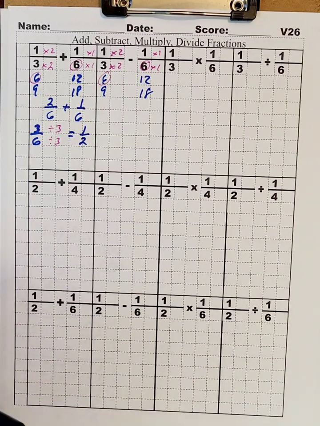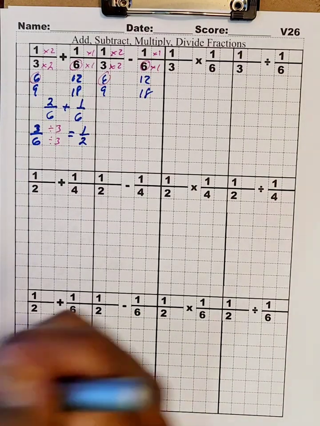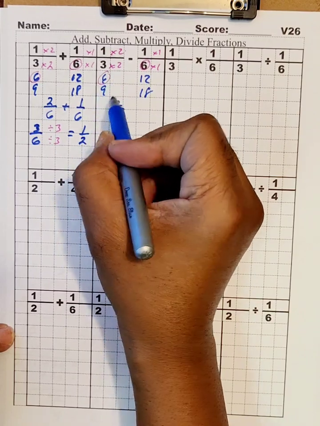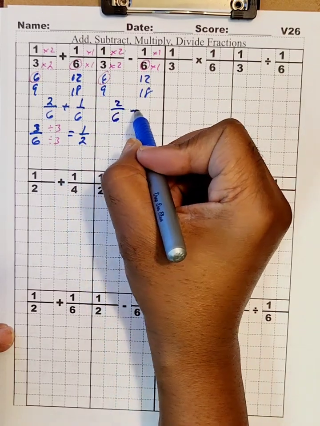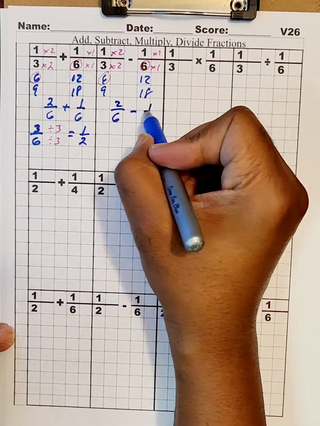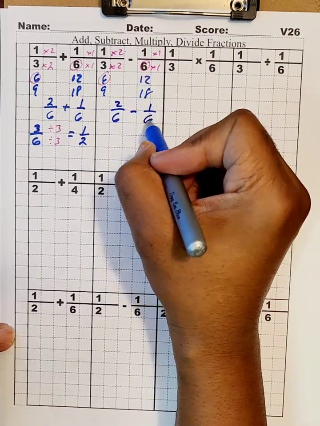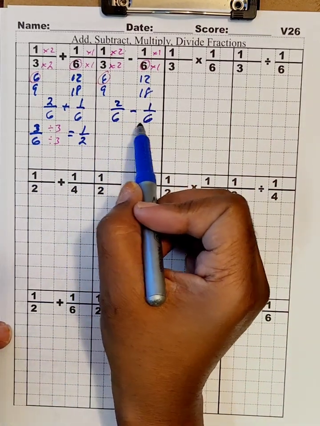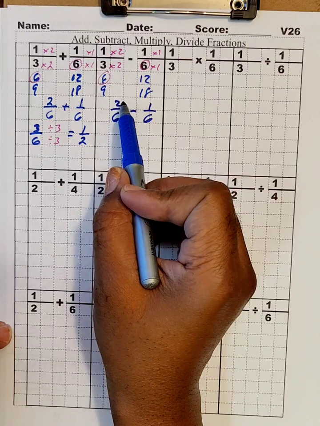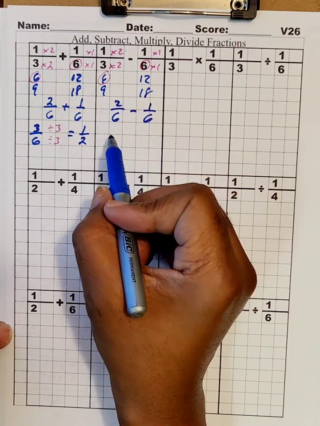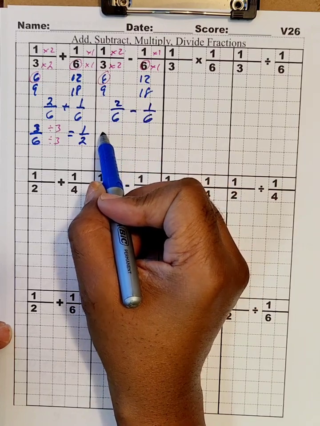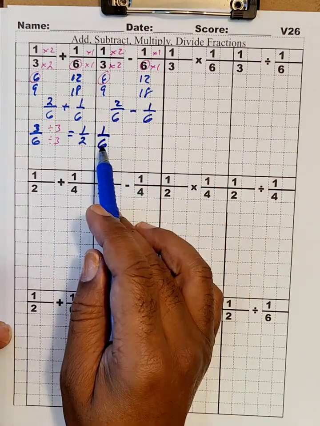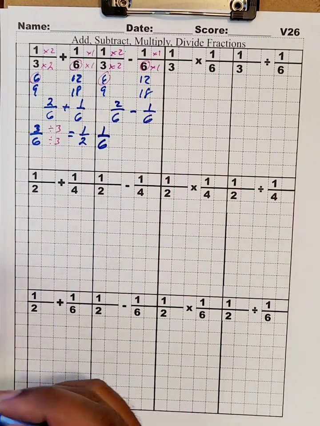Okay, next we're going to have 1 times 2, which is going to be 2. 3 times 2, which is going to be 6. Minus here. 1 times 1 is 1. And 6 times 1 is 6. And now that we have common denominators, we're going to subtract the numerators. 2 take away 1, which is going to be 1. And the denominator is 6. And this one does not need to be simplified.